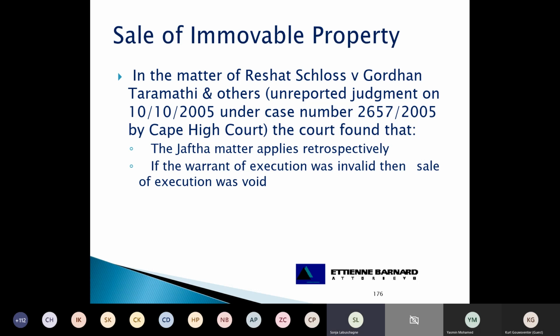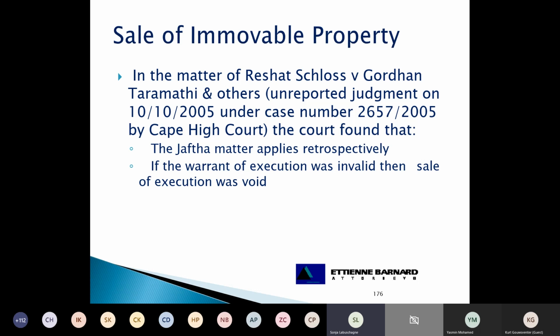These effects, for instance, let me just explain to you, in Richard Schloss, which is a Cape Town unreported, it found that JAFTA applies retrospectively. And if the warrant of execution was invalid, then the sale of execution was void. And remember this morning I spoke to you with regard to service on the grass. That was the summons that was served on the grass.